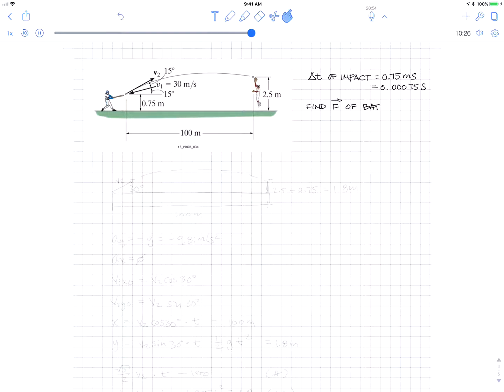This is the third and final impulse momentum problem I'm going to do, and I've picked it for a number of reasons. First of all, this is a classic problem where you're given a very short impact time, in this case 0.75 milliseconds or 0.00075 seconds, and they ask you to find the average force during that time.